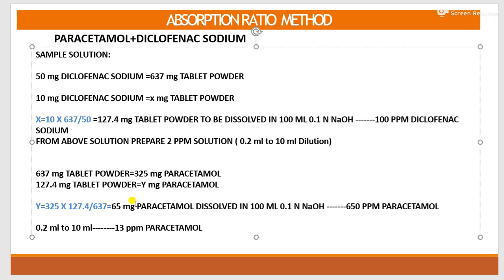So indirectly we are dissolving 65 milligram paracetamol in 100 ml. So it comes to 650 ppm solution of paracetamol, and again 0.2 to 10 ml dilution is done. So the final concentration of paracetamol will be 13 ppm. So the sample solution contains 2 ppm of diclofenac sodium and 13 ppm of paracetamol.